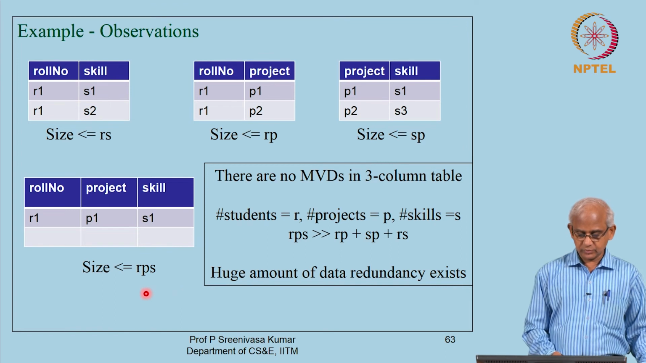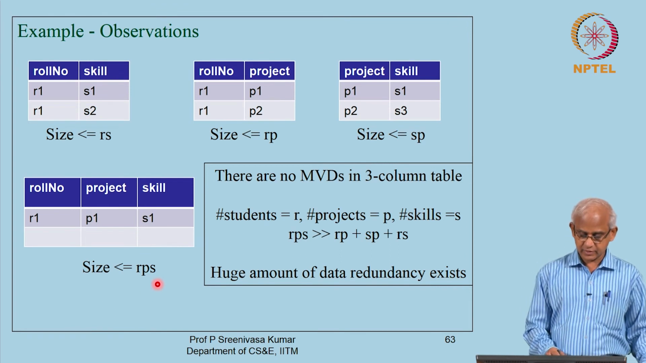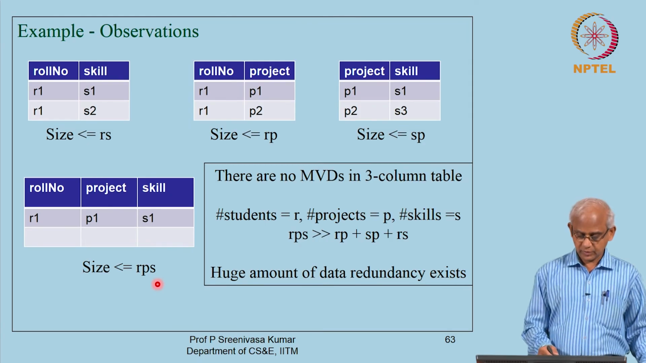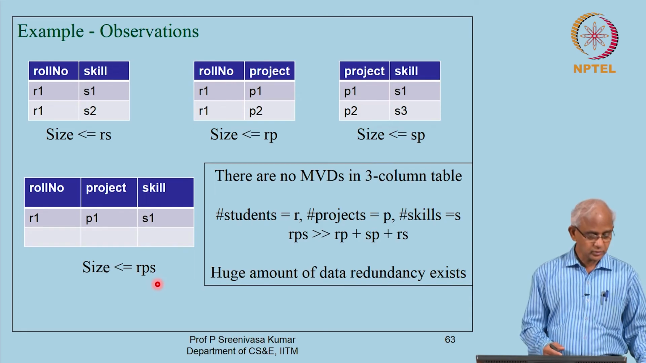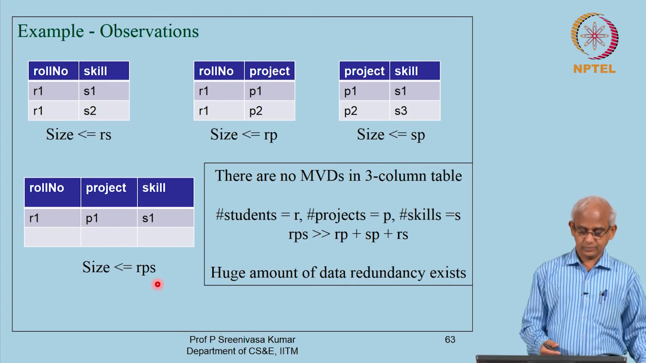These joint dependencies are very difficult to detect in practice, it might actually not occur. So, most of the time we will focus on obtaining designs that are in fourth normal form.